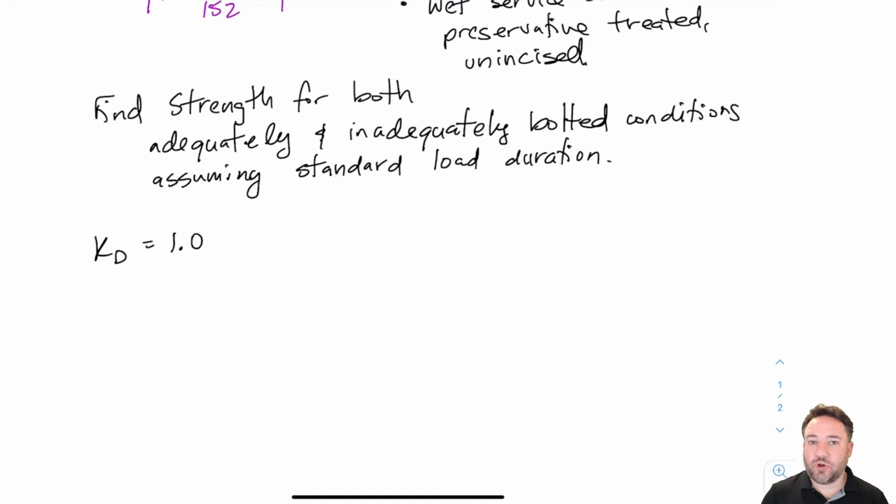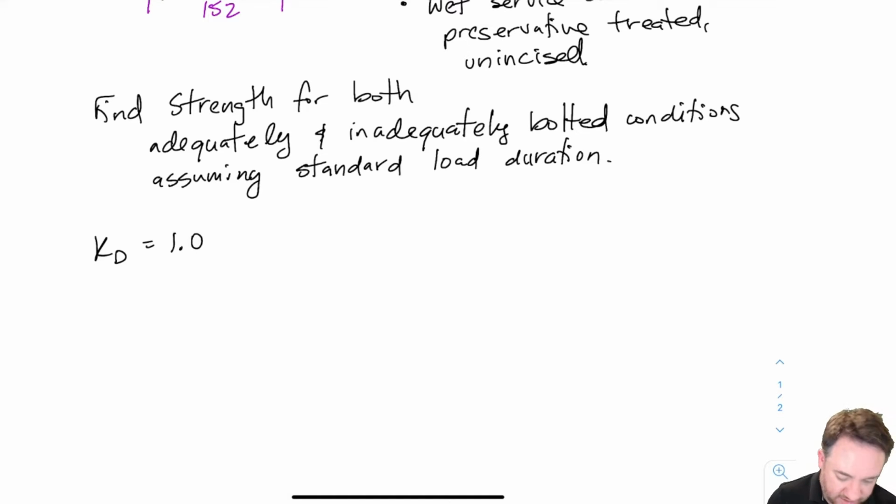As I mentioned before, in compression parallel design, we cannot do that thing that we did for tension design where we take the load combinations and divide them by KD to see which one governs. And that's because the KD factor comes into the strength equation twice. And I'll point that out again when we get to it. So KD equals 1.0.